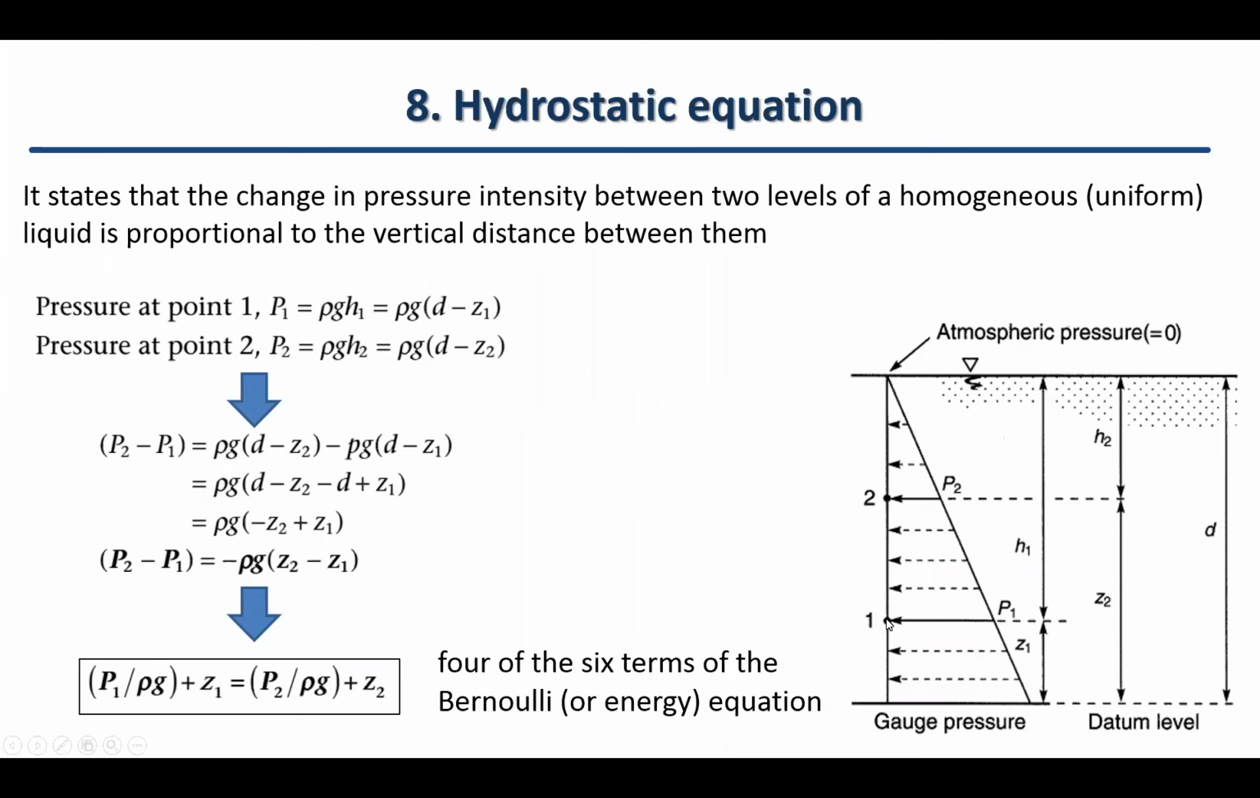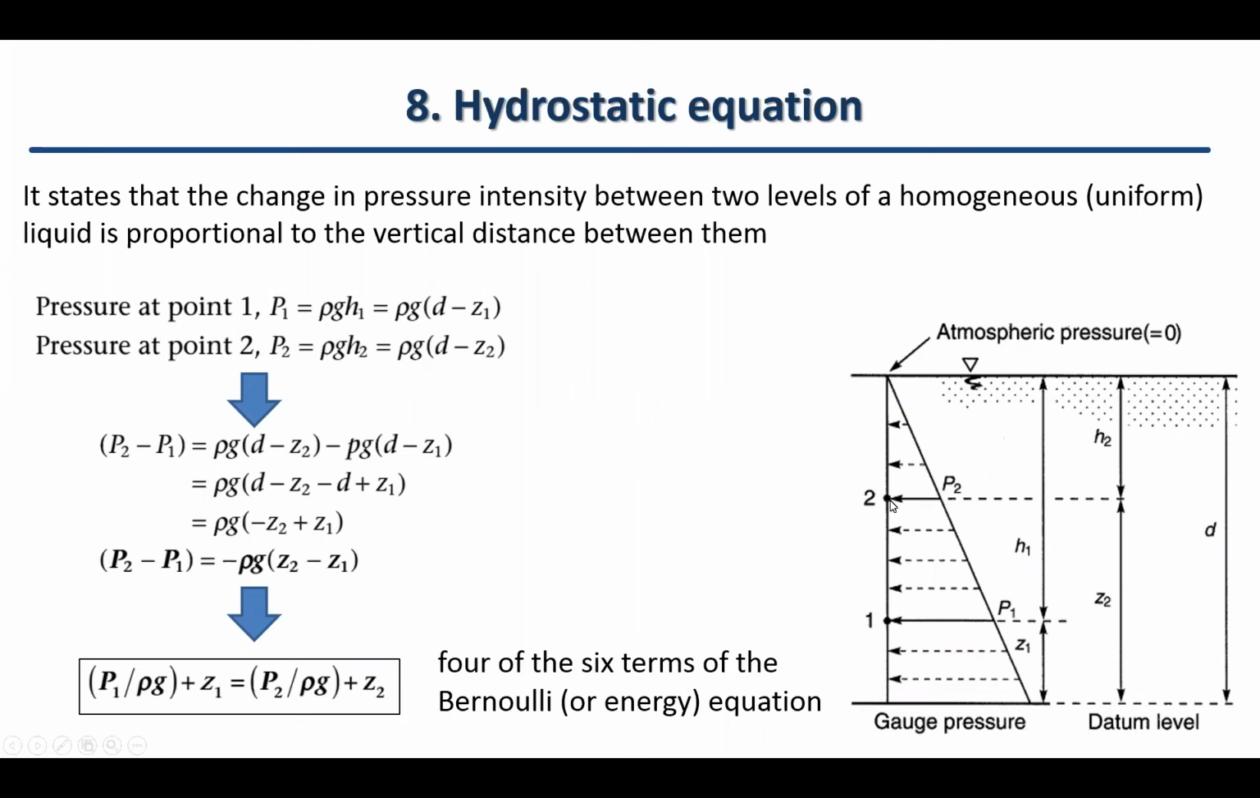So the pressure at point 1, P1, uses the formula rho g H1. Imagine the total depth is equal to D. You can substitute H1 as D minus Z1, if you take the distance or height from the bottom, D minus Z1. So you can substitute that into this formula.